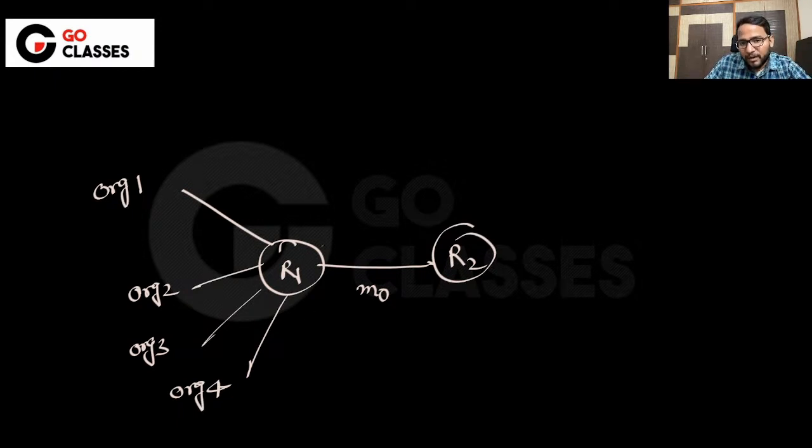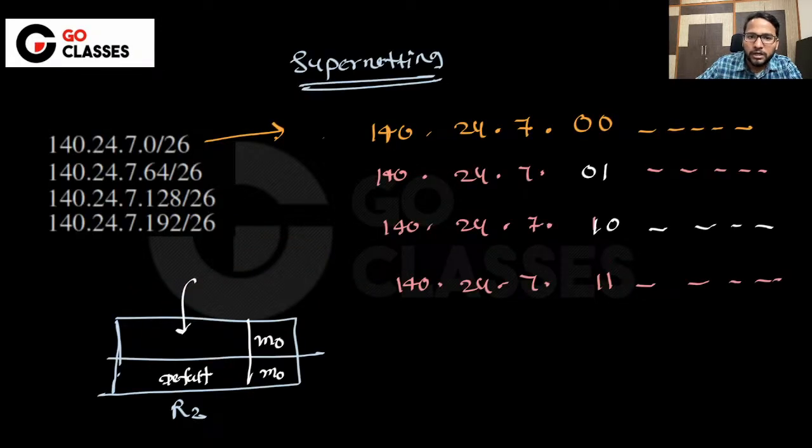Right? Now this R1 is saying that, see, I am connected to these four organizations, but my interfaces are different. So sorry, I need to have at least 4 entries. I cannot just shorten my entries. So at R1 you cannot do Supernetting. Now at R2 you are saying that, see, I am connected to just M0. So I can say that whatever the packet is, going to either organization 1, 2 or 3, 4, for me it is just M0. For me it does not matter, the 1, 2, 3, 4. So now just see this.